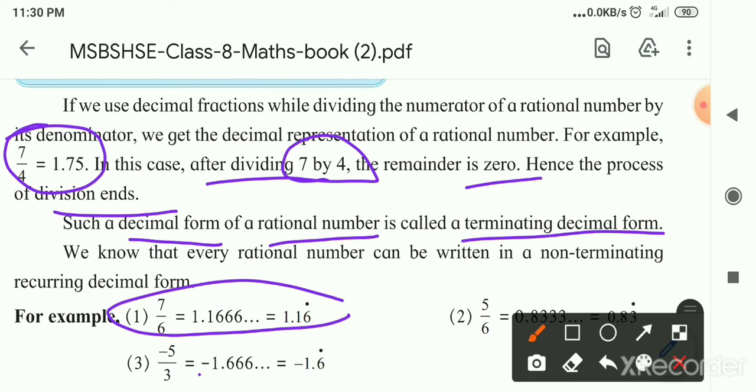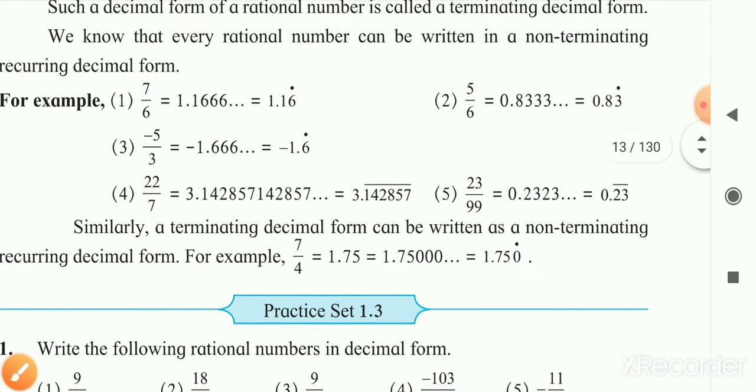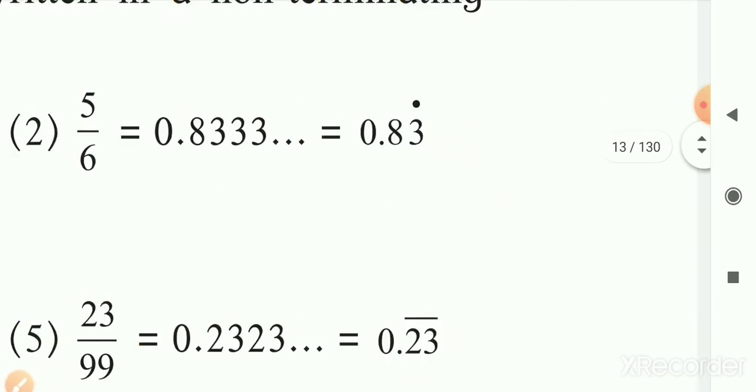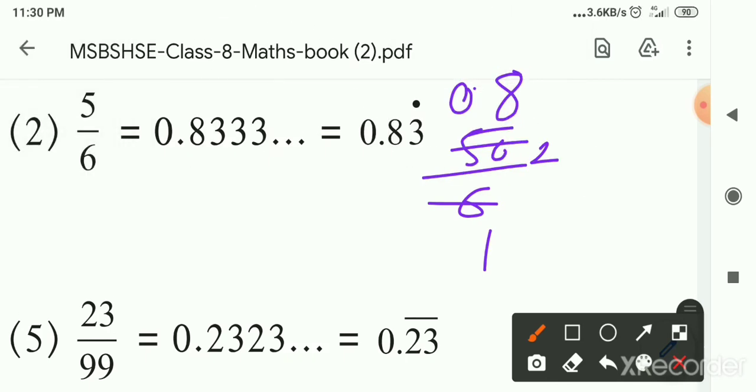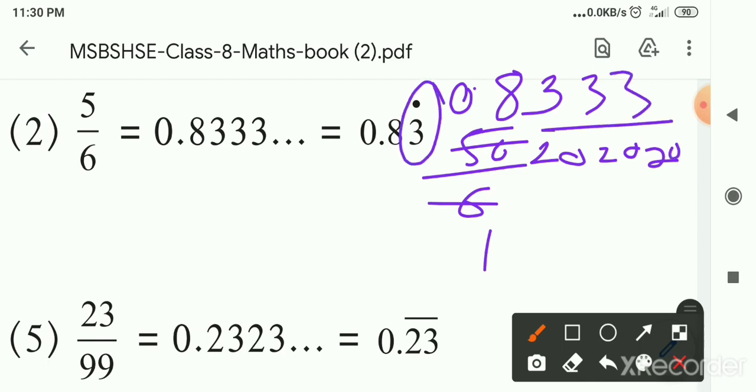We know that every rational number can be written in the non-terminating recurring decimal form. Now here if you divide 5 by 6, 5 upon 6, 5 is smaller, so we have to take zero at first. Give 0, point, then 6 8s are 48, remains 2, take 0, 6 3s are 18, remains 2, take 0, 6 3s are 18, remains 2, take 0. Means here also 3 is repeating, that's why on 3 the dot is given.